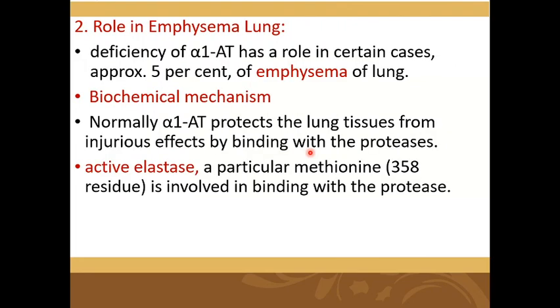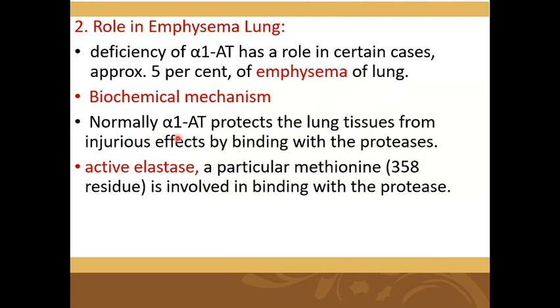Role in the emphysema of the lungs. Emphysema, I've told you that the alveoli are damaged and the oxygen capacity is reduced. So how does alpha-1 antitrypsin protect against emphysema? Deficiency of alpha-1 antitrypsin has a role in certain cases, approximately 5% of emphysema of lungs. What is the biochemical mechanism?